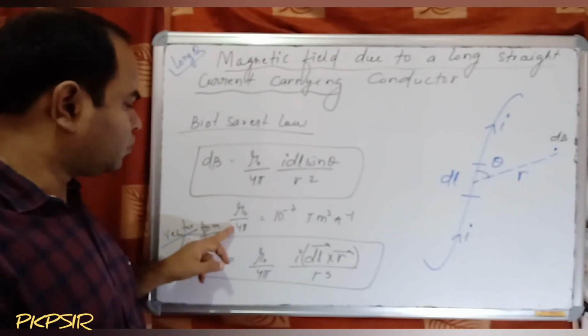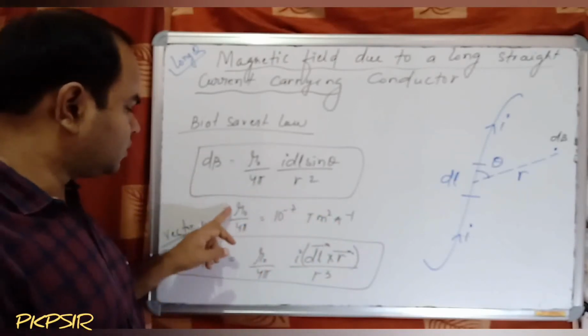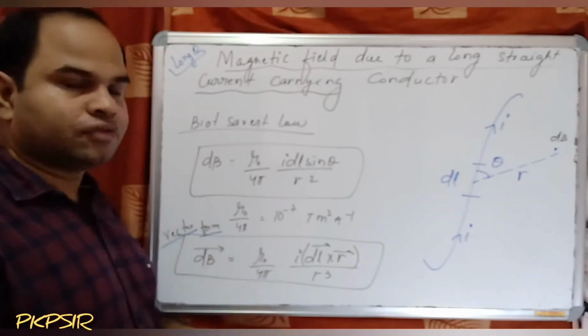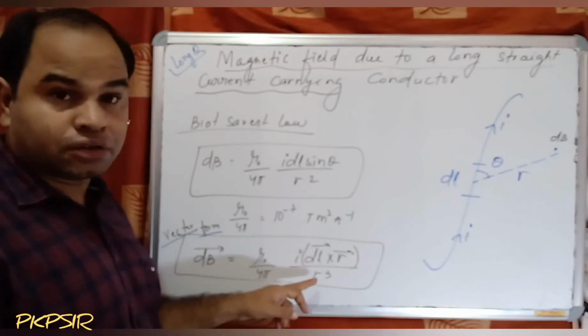and mu naught by 4 pi is 10 to the power minus 7 Tesla meter per ampere. So we can say mu naught is 4 pi into 10 to the power minus 7 also. And in vector form, we can say dB is equal to mu naught by 4 pi I dl cross r divided by r cube.